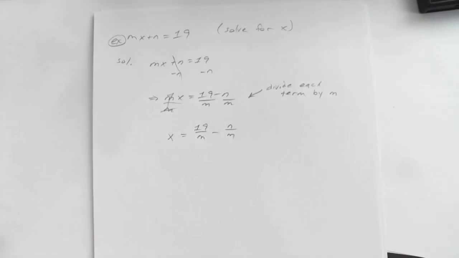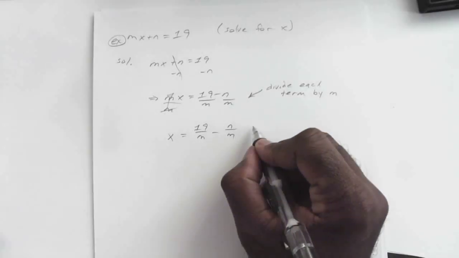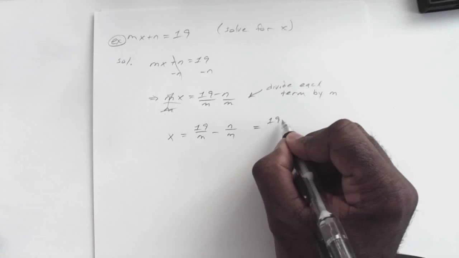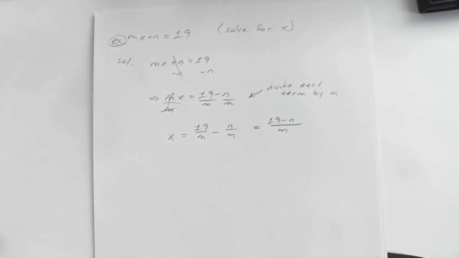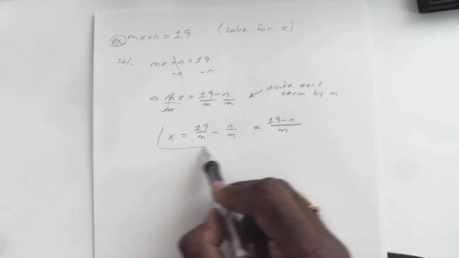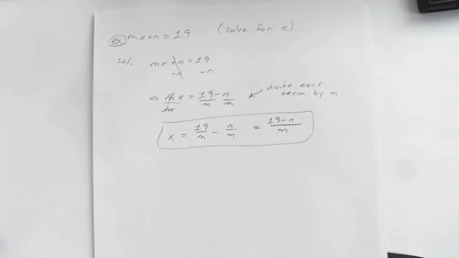What if you just say if you did 19 minus n over m? Oh yeah, if you wanted to write it like that, you could. So you have 19 minus n over m, if you want to combine your denominators. All right, any questions on that one?